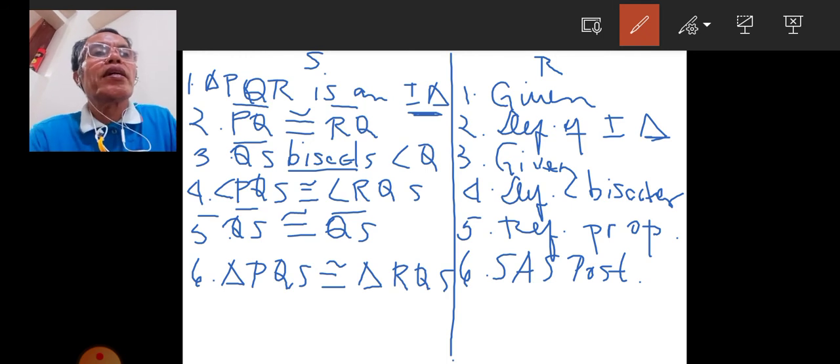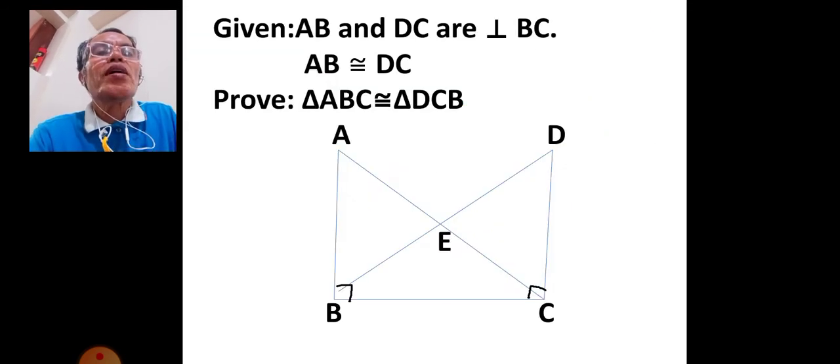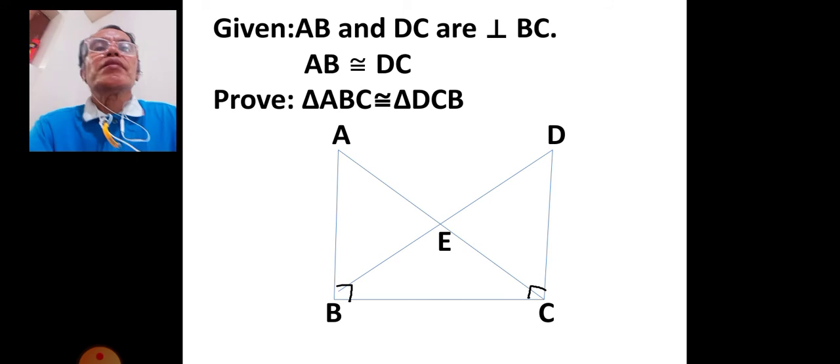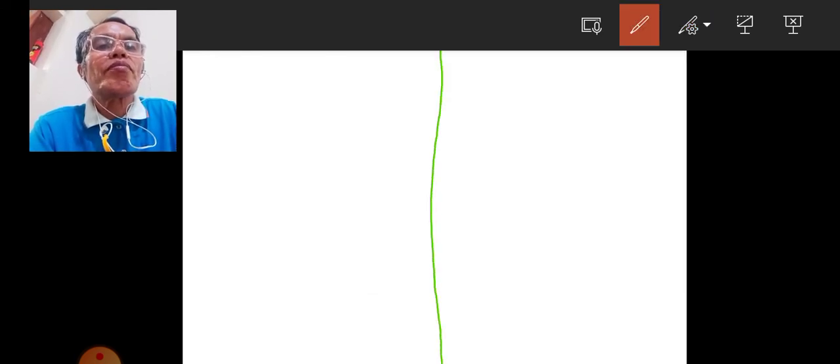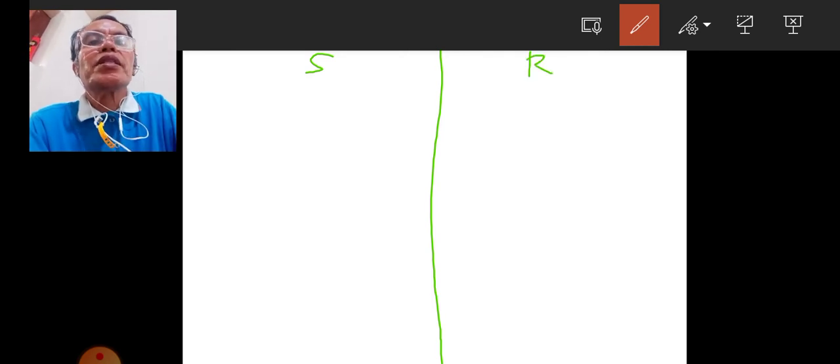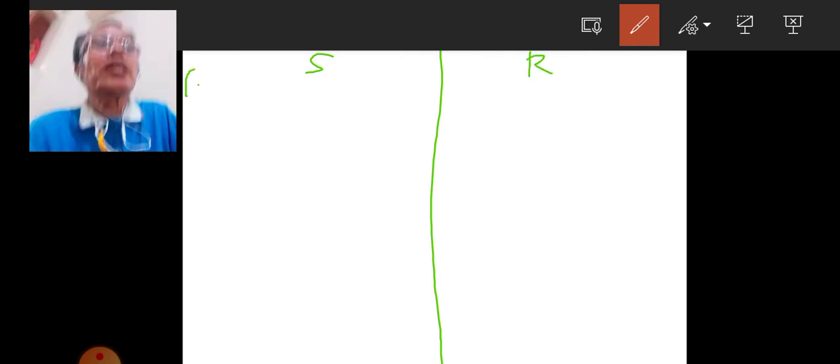Okay, next. We're given segment AB and segment DC are perpendicular to BC and AB is congruent to DC. We are going to prove that triangle ABC is congruent to triangle DBC. So again, we are going to have a two-column proof. This is for our statement. This is for our reason. Statement number 1 must be the one in the given.